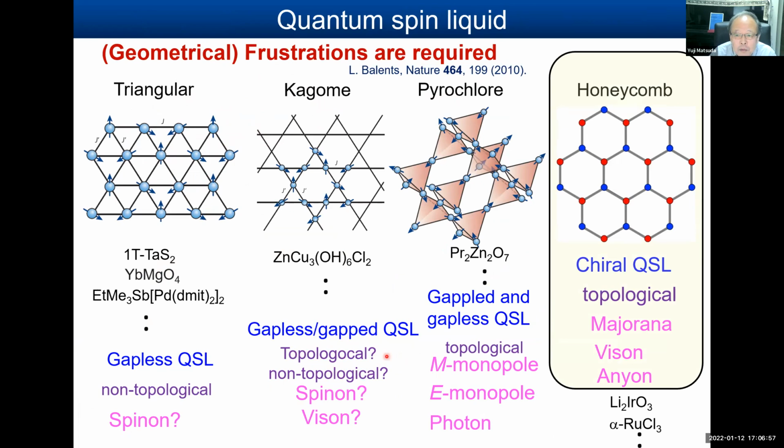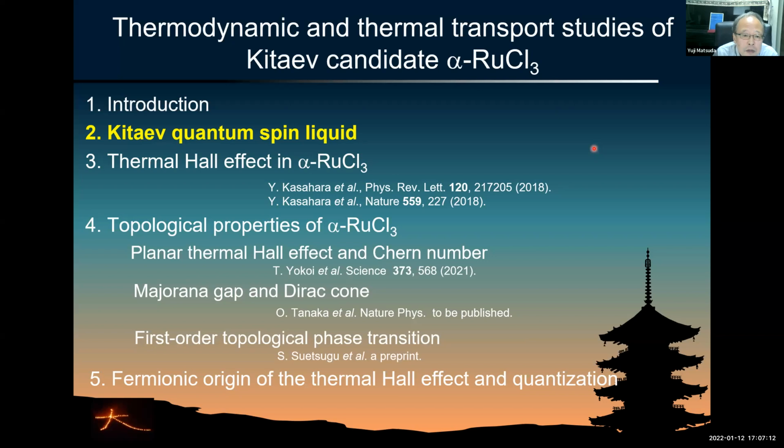So today I'd like to talk about the quantum spin liquid in the honeycomb lattice. The honeycomb lattice does not have geometrical frustrations, but it can have another type of frustration. So let me discuss the Kitaev quantum spin liquid.